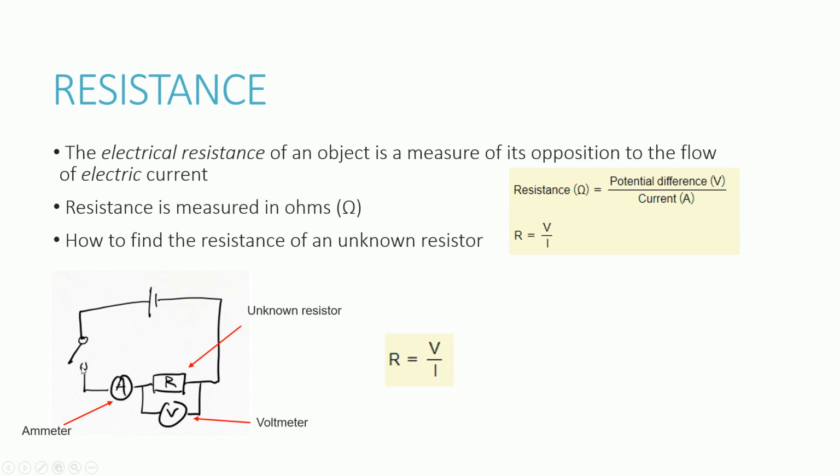Now if we were to close this switch and connect the circuit all together, what we'll find is the voltmeter will give us a reading of the potential difference, and the ammeter will give us a reading of the current that's flowing through. So if you were to put that into the formula, R equals V divided by I, immediately we get the answer for what the resistance of this unknown resistor would be. For example, if the voltage was 4 and the current was 2, then 4 divided by 2 would give you 2 ohms for this unknown resistor.